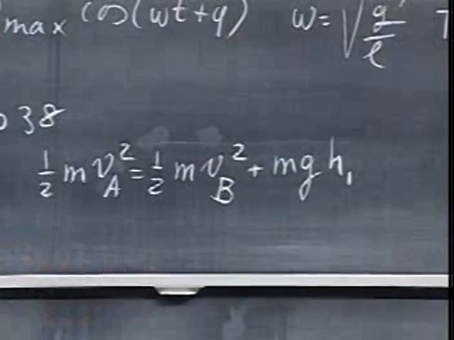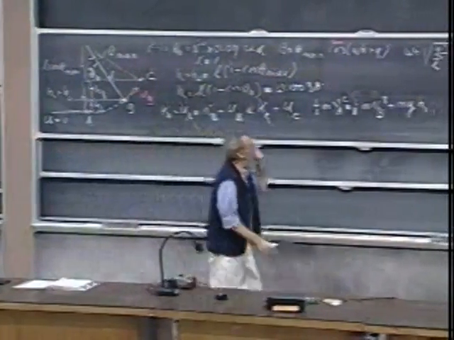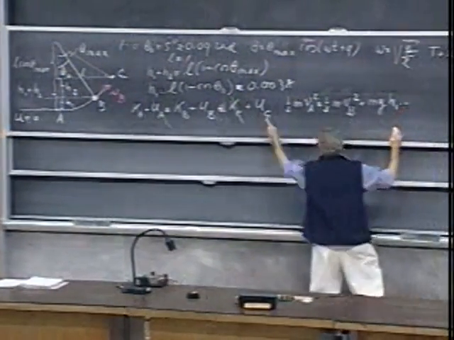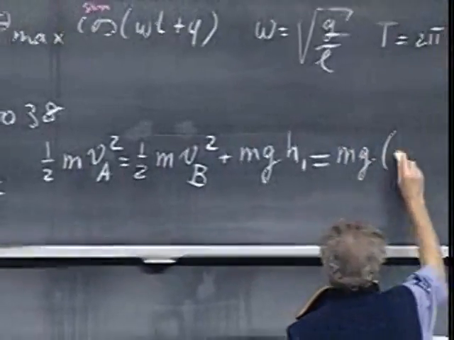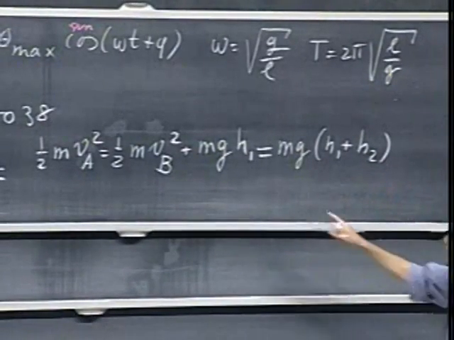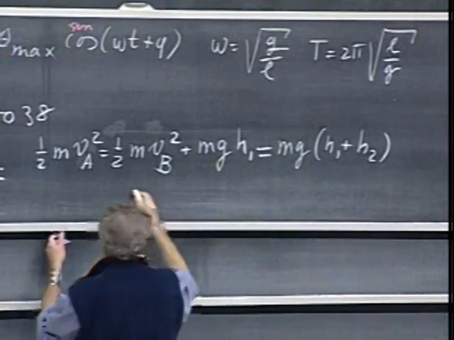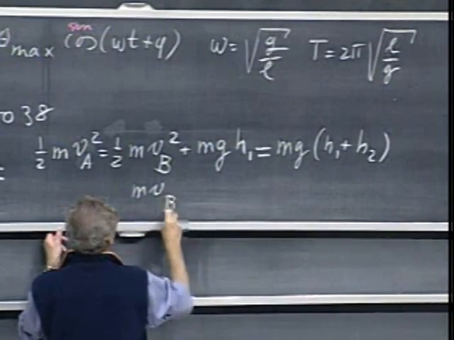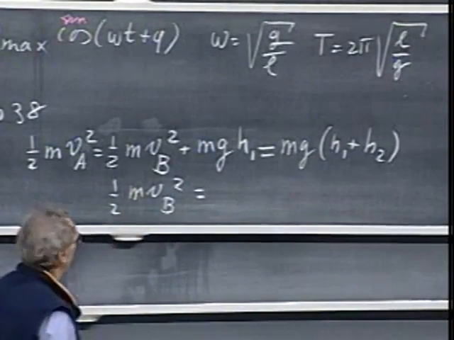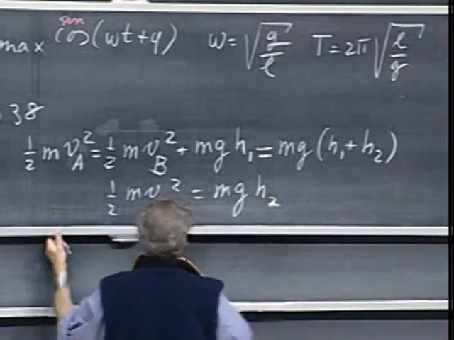That is the potential energy at point B. It's higher than this point A by the vertical separation h1. And that equals the potential energy at point C, which is mg times h1 plus h2. If you compare this part of the equation, you see that you lose mgh1, and so you'll find that 1/2 m vB squared, we can still carry the 1/2 for now, equals mg times h2.